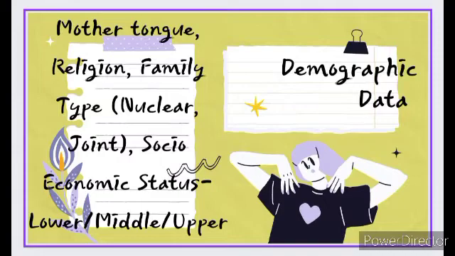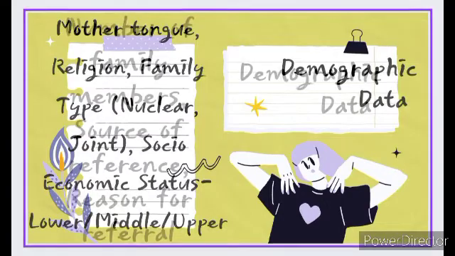Nuclear means only the husband, wife and the child, we know already, and joint family is husband, wife, child, and also the grandparents, like grandfather, grandmother, and sometimes their father and mother are also available. If the husband has any sister or brother, we will also include that type of information. After that, socioeconomic status, lower, middle or upper, that we will ask the individual.